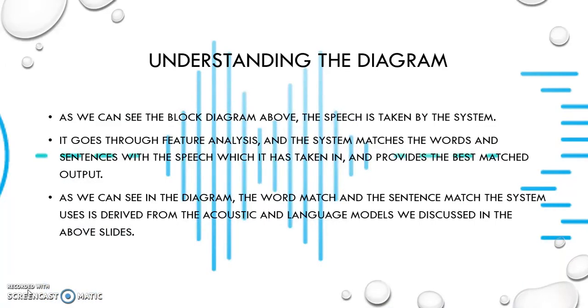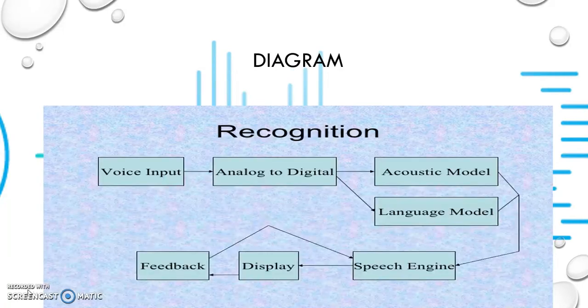Here's the understanding of the diagram, which I already explained: the speech is taken by the system and goes through speech analysis, and the system matches the words and sentences with the speech it has taken in and provides the best matched output. As we can see in the diagram, the word match and sentence match the system uses are derived from the acoustic and language models we discussed in the earlier slides. The models are inbuilt and get updated from time to time.